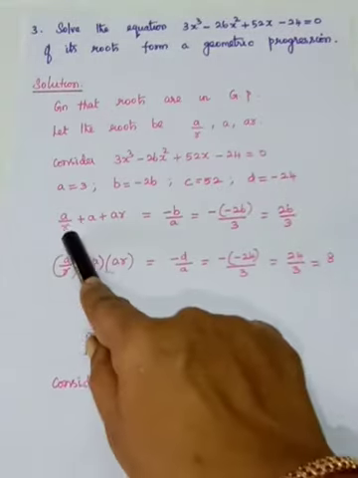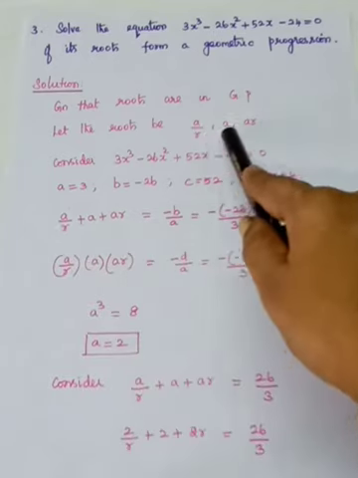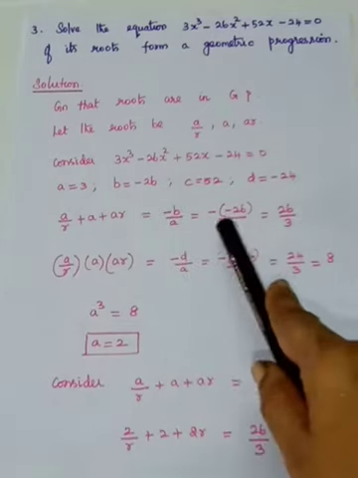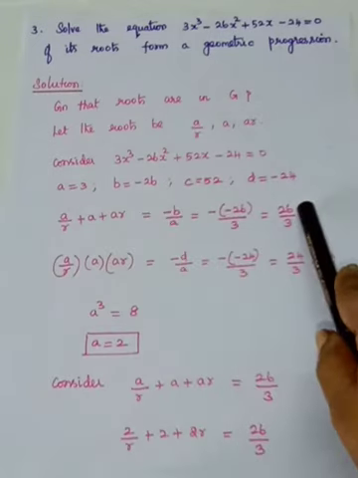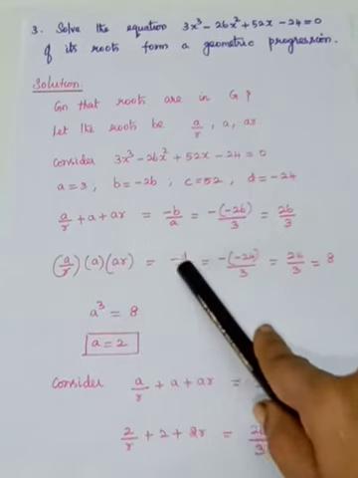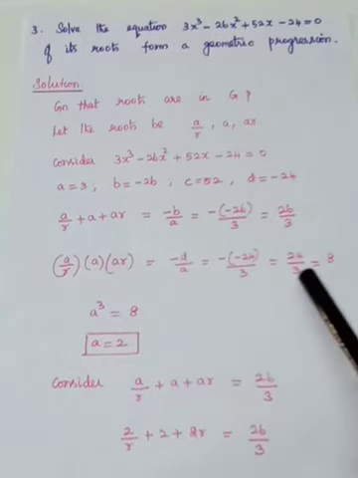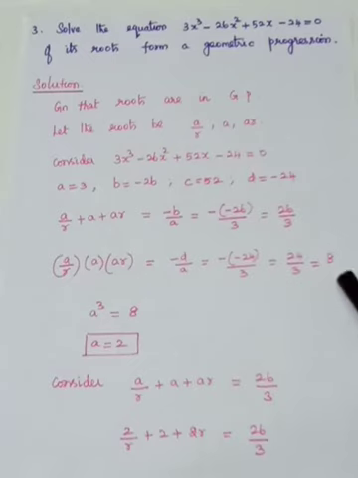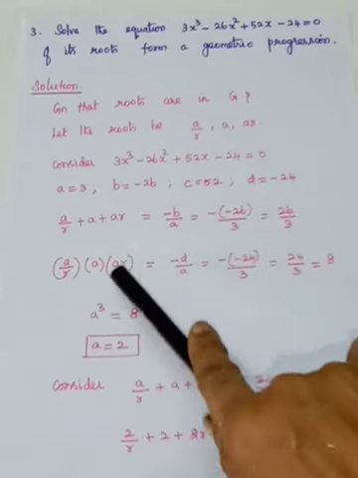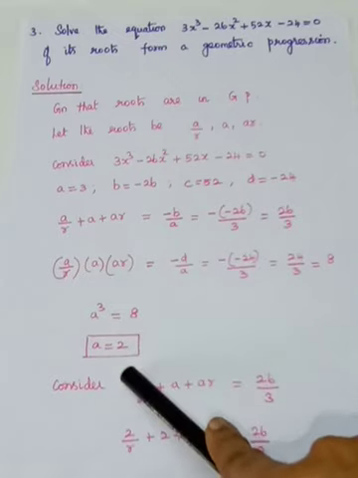So what you have to do: sum of the roots. If you add all the roots, that formula is minus b by a. Here your minus b is 26 divided by 3. And if you take the product, it is minus d by a. So here it is 24 by 3, that is equal to 8. So on the left side, this r and r get cancelled. So a cubed is equal to 8 means a is equal to 2.